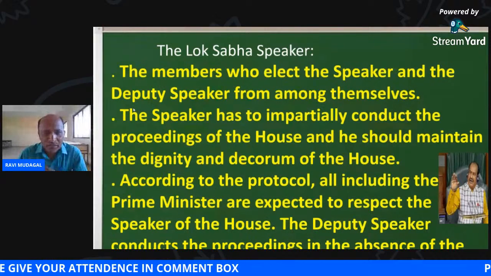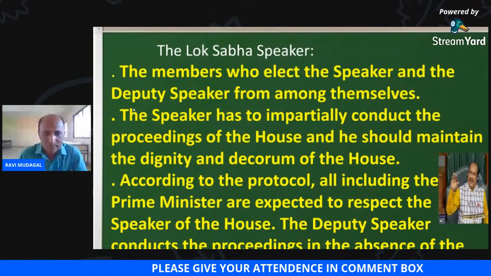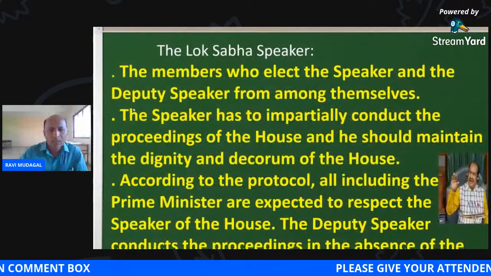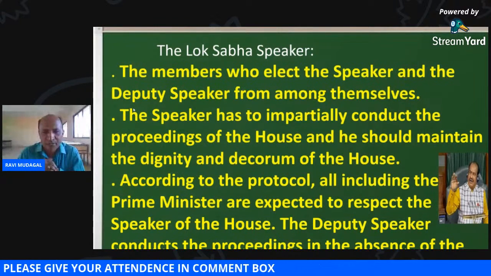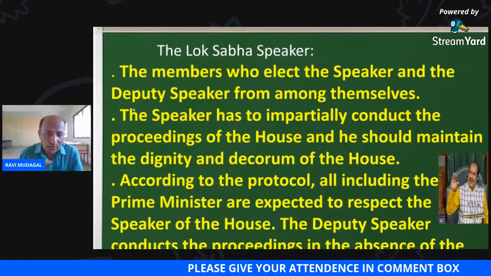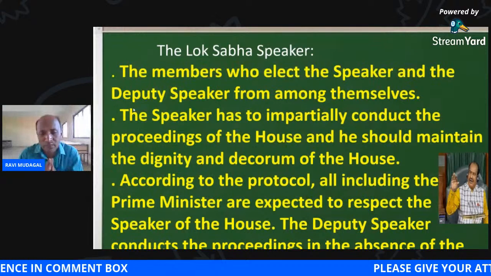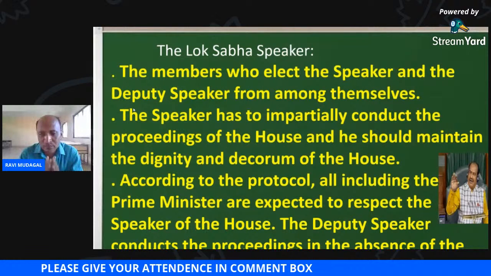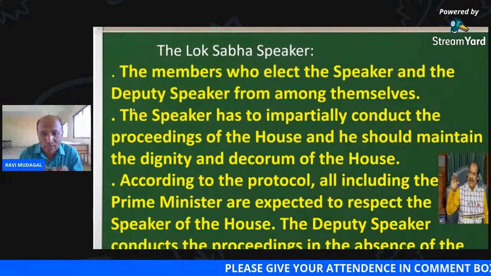The Speaker has to impartially conduct the proceedings of the House, the meetings of the House, and he should maintain the dignity and the decorum of the House. According to the protocol, all, including the Prime Minister, are expected to respect the Speaker of the House. Dear children, try to understand. This means that all MPs, all members should respect the Speaker. The Speaker is elected by the members, so every member should give respect to the Speaker, including the Prime Minister of India.